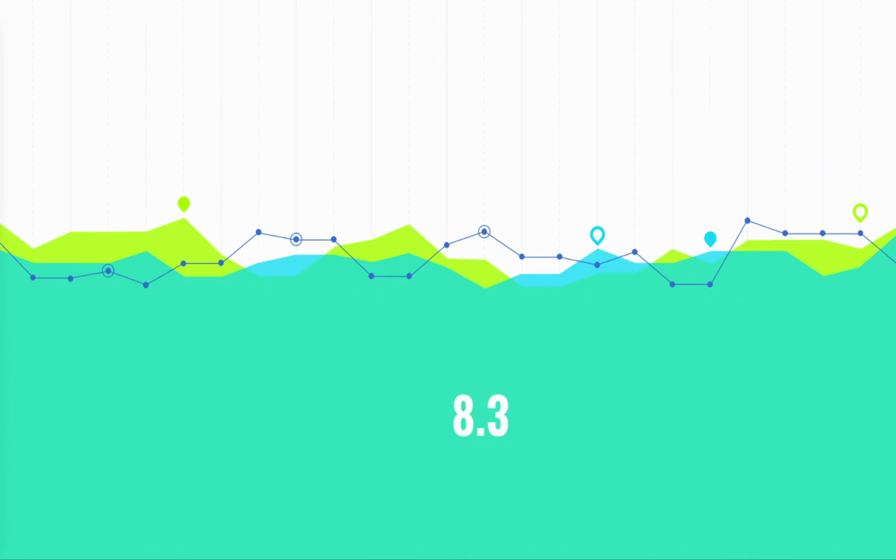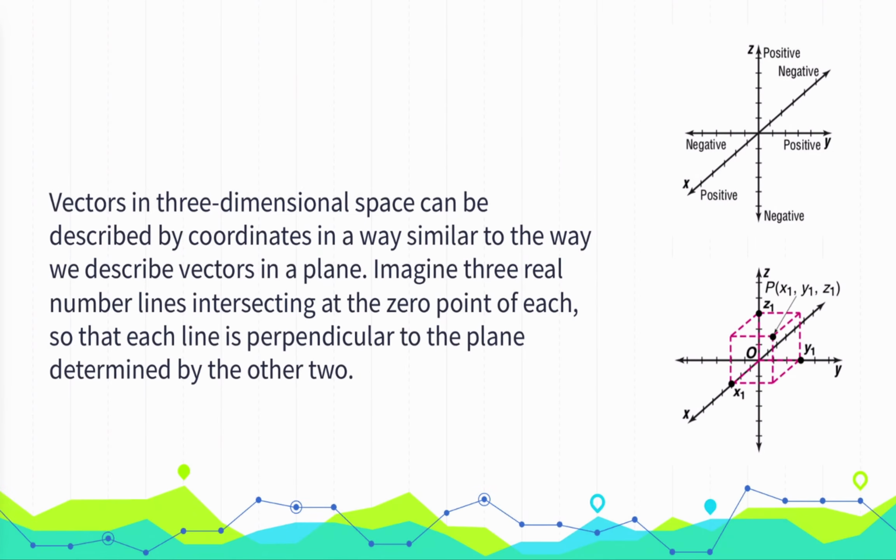8.3, three-dimensional vectors. Vectors in three-dimensional space can be described by coordinates in a way similar to the way we describe vectors in a plane. Normally we have an x-axis and a y-axis. When we're talking about vectors in 3 dimensions, the x-axis comes out of the page or out of the screen towards you, the y-axis goes left to right, and the z-axis goes up and down.